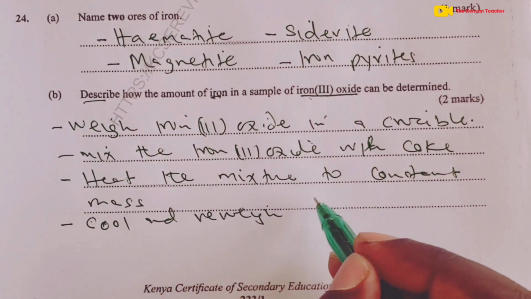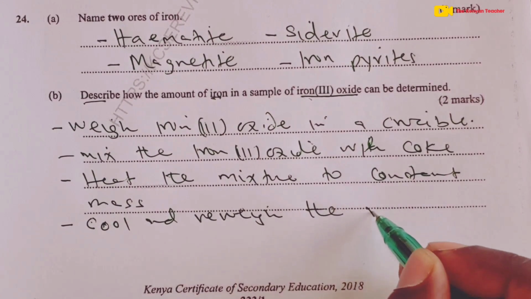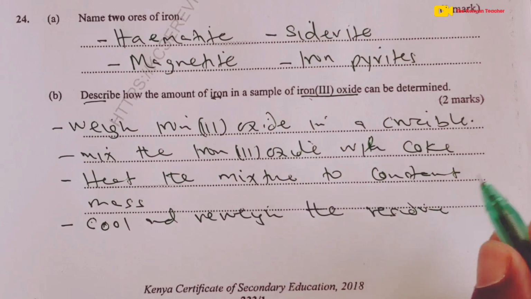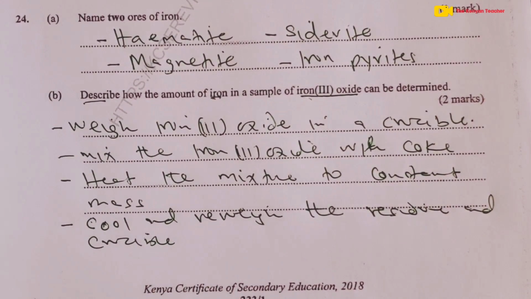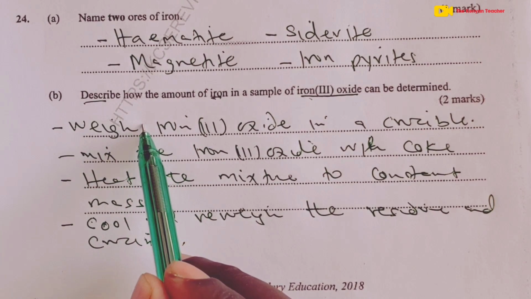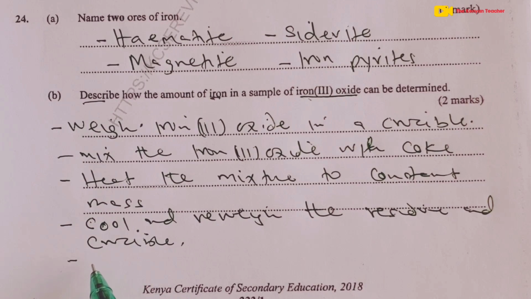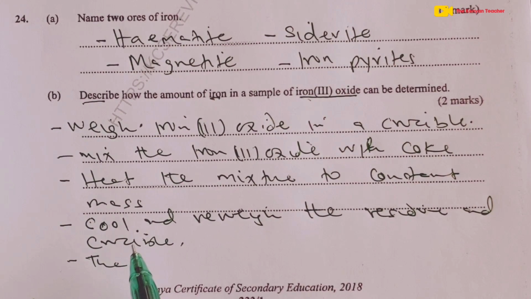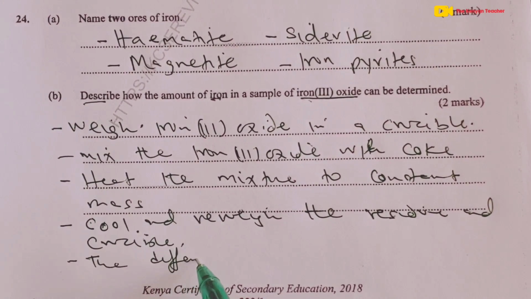Once the constant mass has been achieved, we shall finally cool and then reweigh the residue, which in this case will be iron. So cool and reweigh the residue, of course, in a crucible again. This crucible will have gotten its mass much earlier. So the weight we shall obtain in procedure 1 and the one that we will have here, the difference in the two weights is going to give us the amount of iron in our ore.